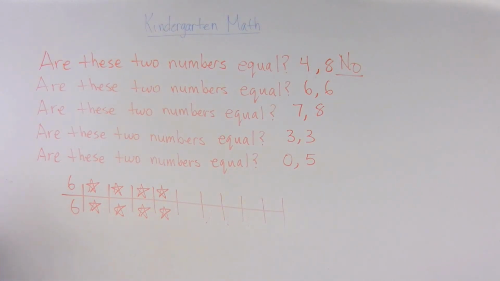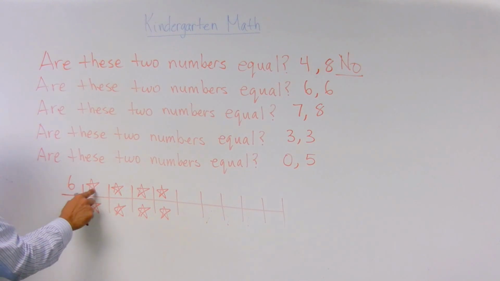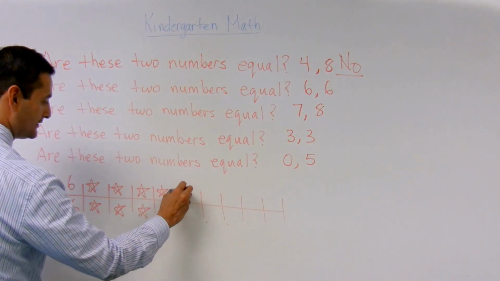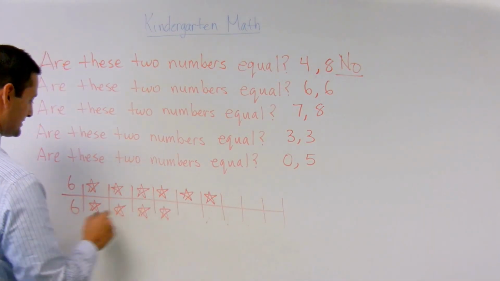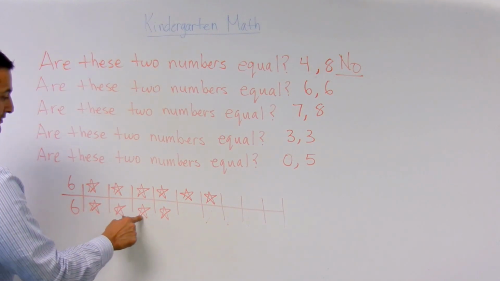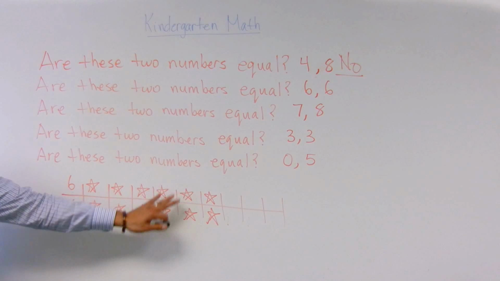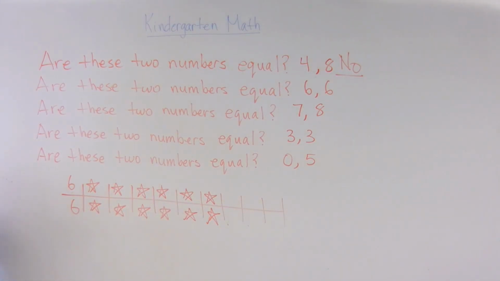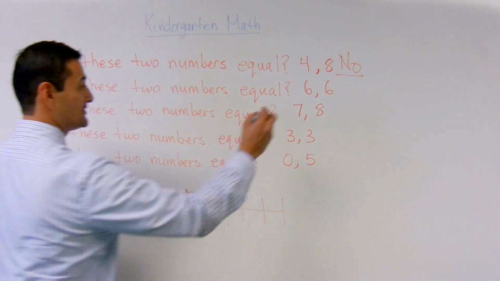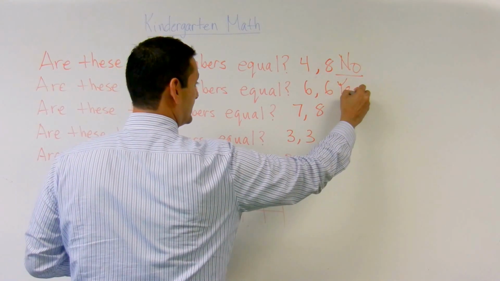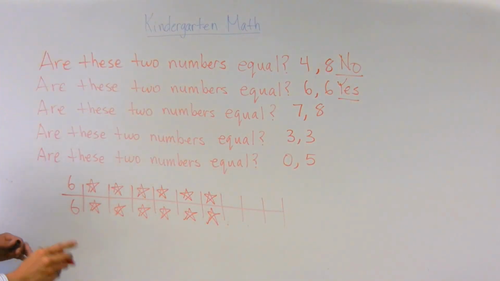But let's go ahead and draw a picture. 6. 1, 2, 3, 4, 5, 6. 6. 1, 2, 3, 4, 5, and 6. Do you see how they're the same? They're equal, boys and girls. So in this case, the answer is yes. Now let's take a look at the next one.